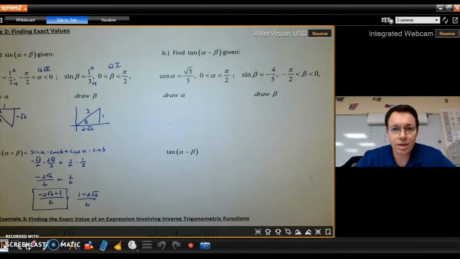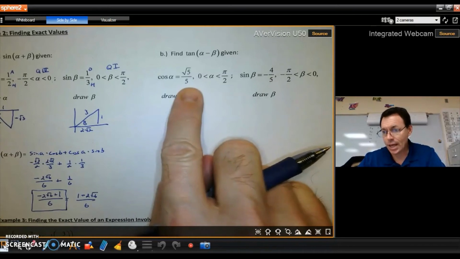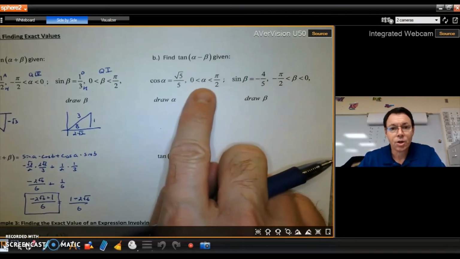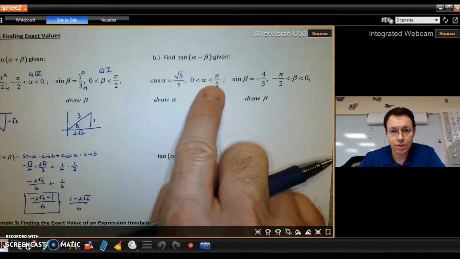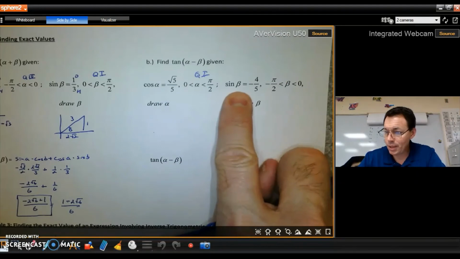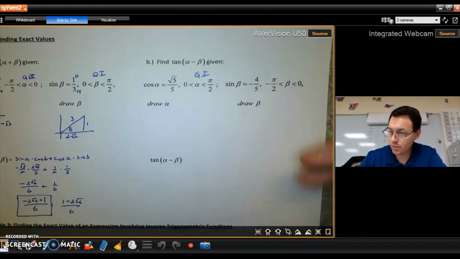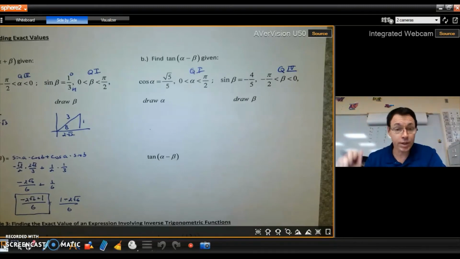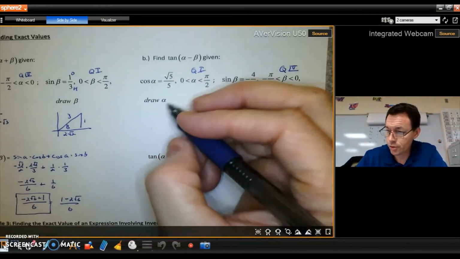What is the tangent of A minus B given some information about angle A and some information about angle B? Okay, so we're going to draw pictures. We know that angle A is between 0 and pi over 2, so it's in quadrant 1. We know angle B is between negative pi over 2 and 0, so it's in quadrant 4. And now we just need to draw some pictures.